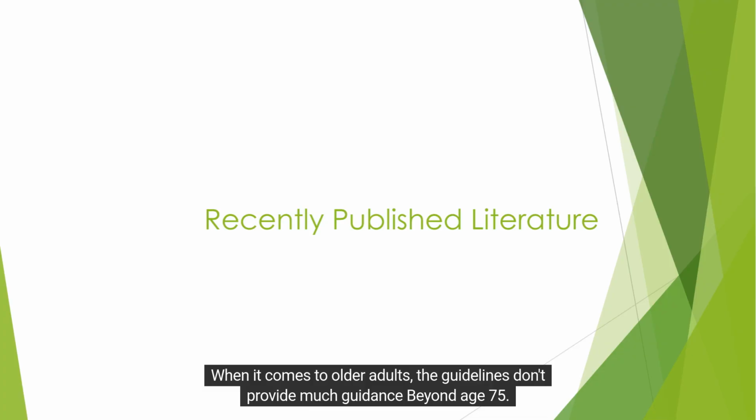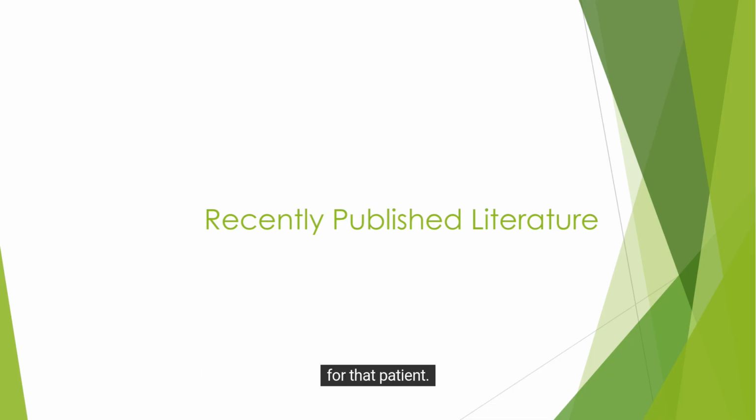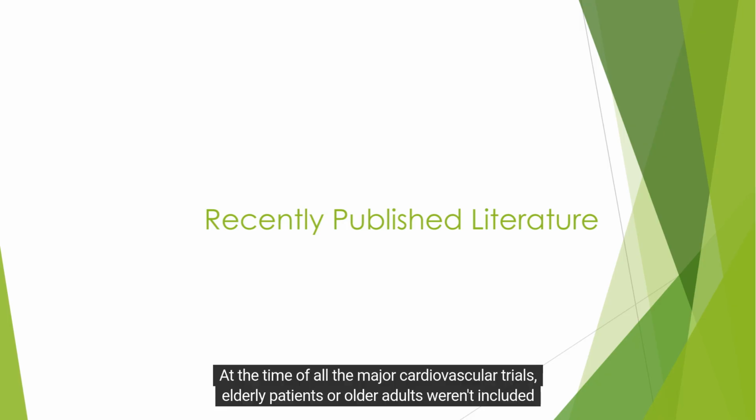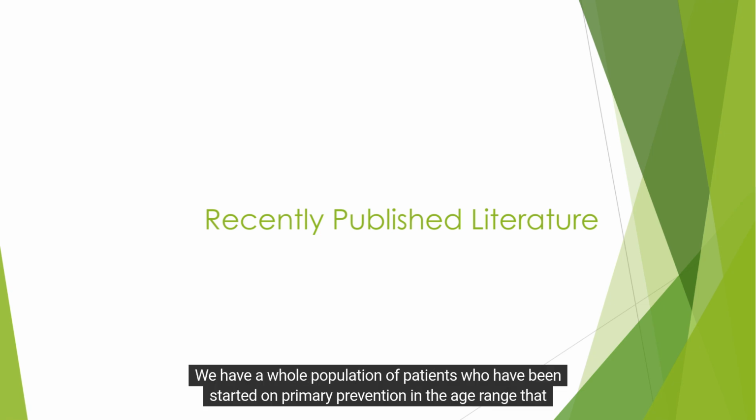When it comes to older adults, the guidelines don't provide much guidance beyond age 75. Beyond age 75, it becomes a decision between the patient and the provider what would be most appropriate for that patient. There's little evidence to guide what the recommendations would be. At the time of all the major cardiovascular trials, elderly patients or older adults weren't included in the trials. They were excluded. We have a whole population of patients who have been started on primary prevention in the age range that we would consider to be acceptable or recommended.